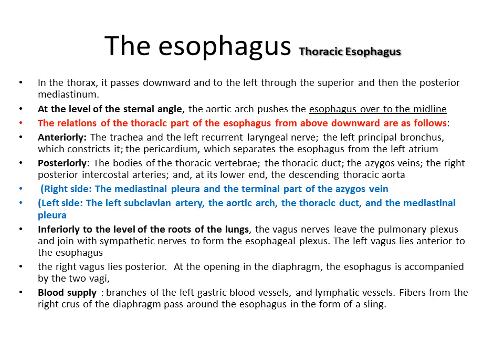The relations of the thoracic part of the esophagus from above downward are as follows. Anteriorly: the trachea and the left recurrent laryngeal nerve, the left principal bronchus, which constricts the esophagus, and the pericardium, which separates the esophagus from the left atrium.